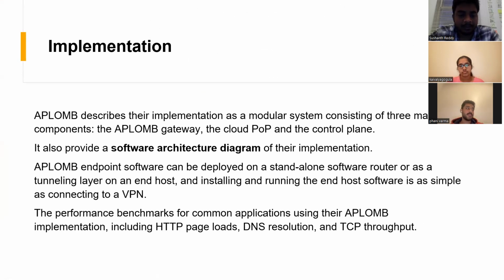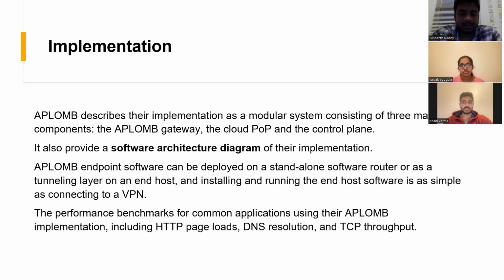The implementation. Aplomb describes an implementation as a modular system consisting of three major components: the Aplomb gateway, the cloud POP, and the control plane. And it also acts as a software architecture diagram of their implementation. The Aplomb endpoint software can be deployed on a standalone software router or as a tunneling layer on an end host, and installing and running the endpoint software is as simple as connecting to a VPN.